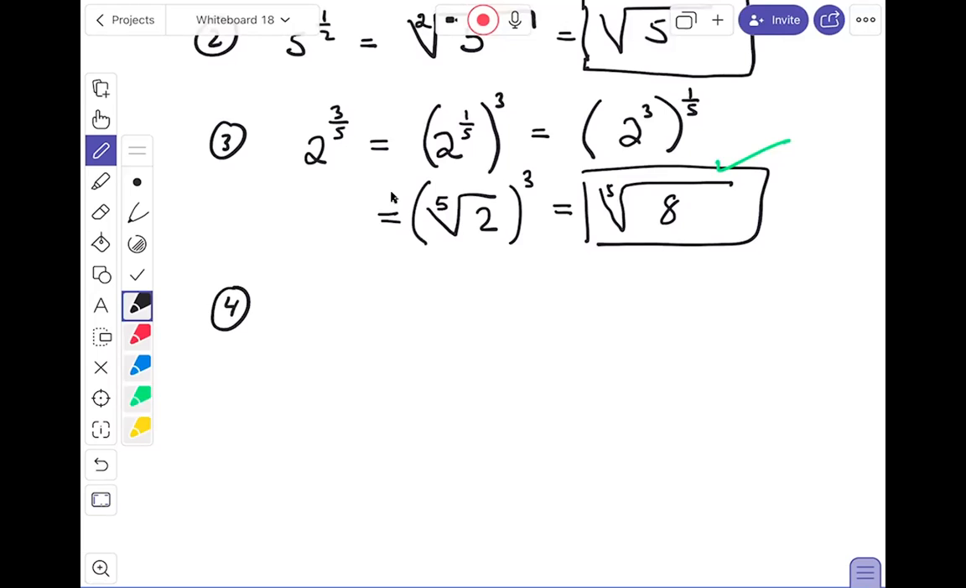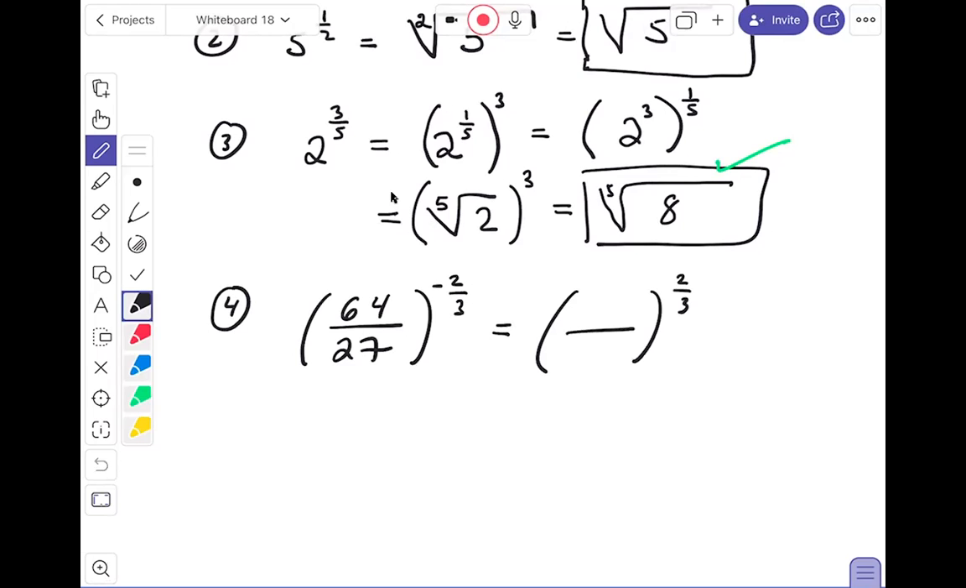What's number 4? Ooh, this one looks interesting. What do you have over here? 64 over 27 to the minus 2/3. All right, I've got troubles immediately. I've got a negative power. I'm not saying negative power is a real big trouble, but I would certainly like to write it as a positive power because maybe I'll be able to understand it better that way. So what's it going to be? Well, 2/3, and what goes on the inside now? The reciprocal. We've done this in the past.